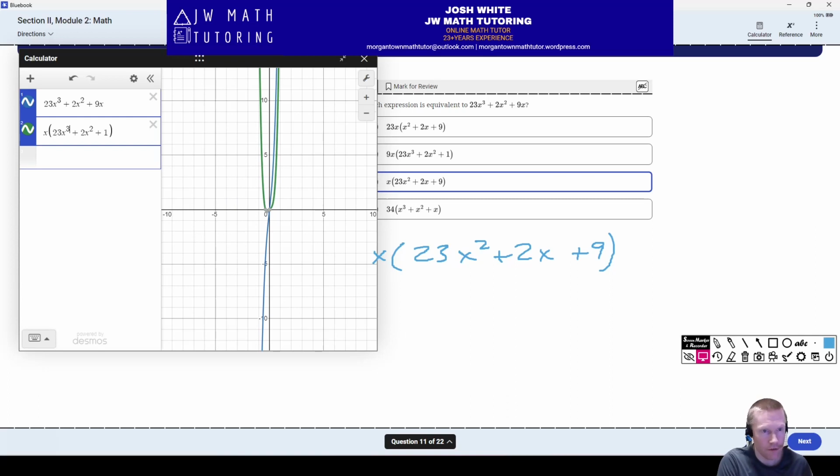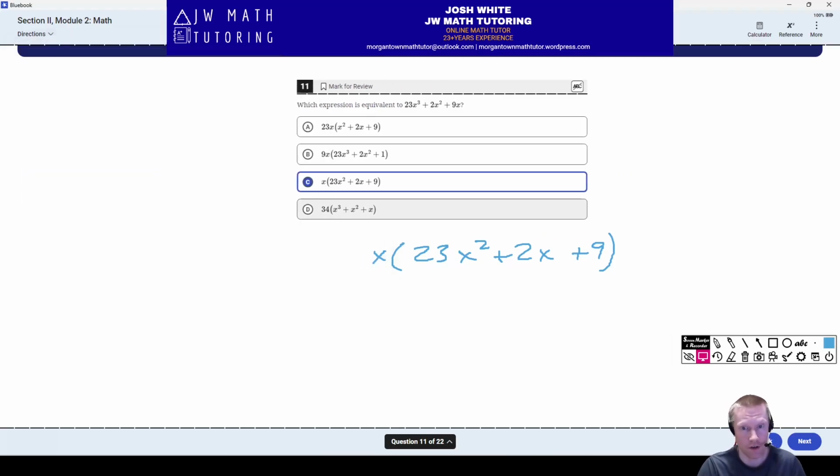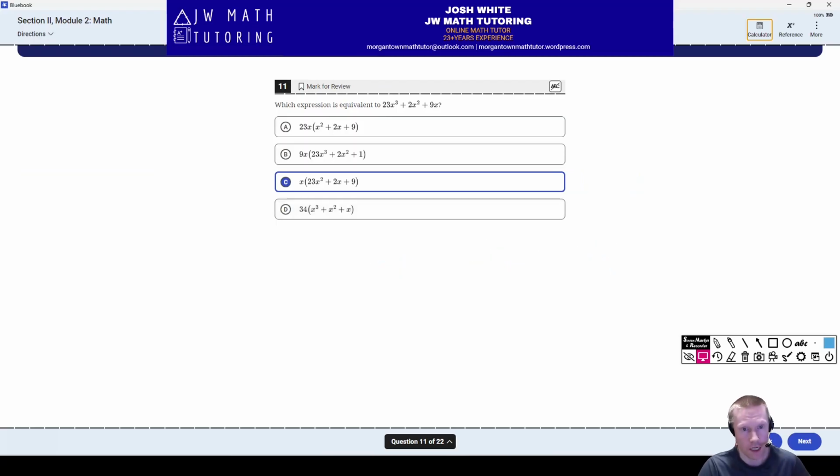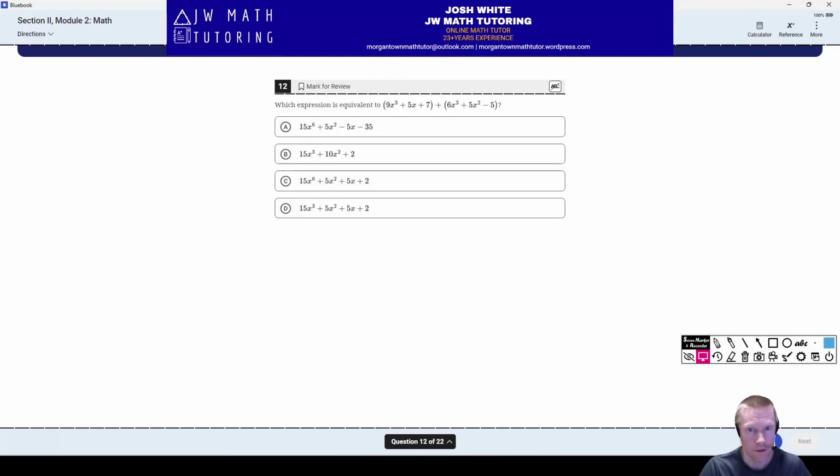And we have x plus 23x squared plus 2x plus 9. Now, these two overlap completely. Notice, turn them on, turn them off. It's the exact same graph. So this is an alternate way you could do this, and this is actually useful if the expressions are significantly more complicated than the one here where we're just factoring out an x.